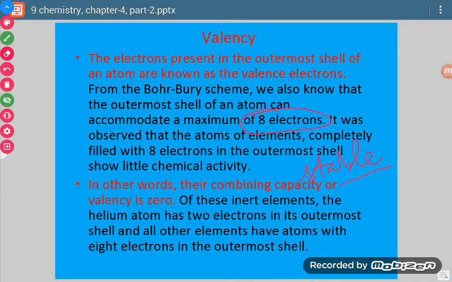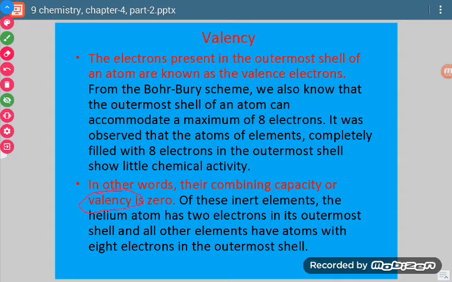Now if it is stable, then it will not react. It will like to remain like this, it will not react. So if it is remaining like this and it is not reacting, then we will say that it is stable. Okay, now the question comes, how can we define valency?